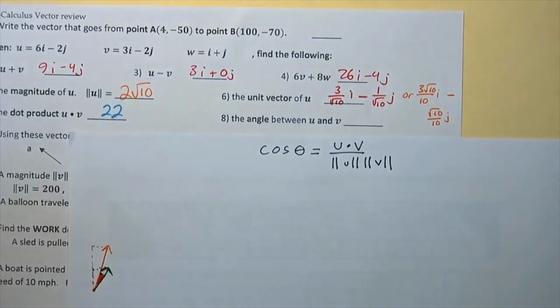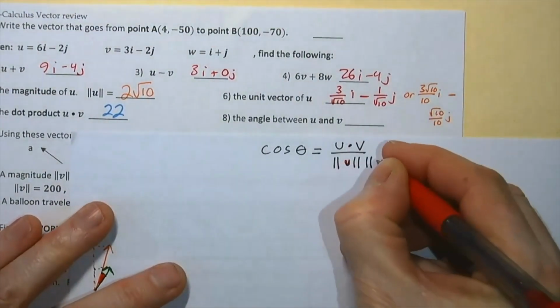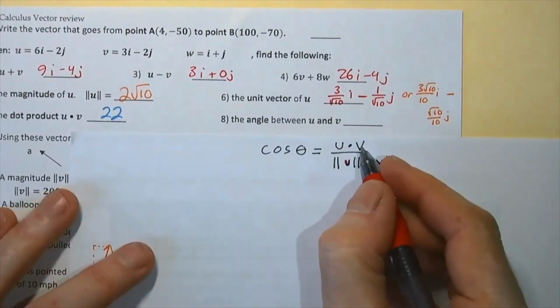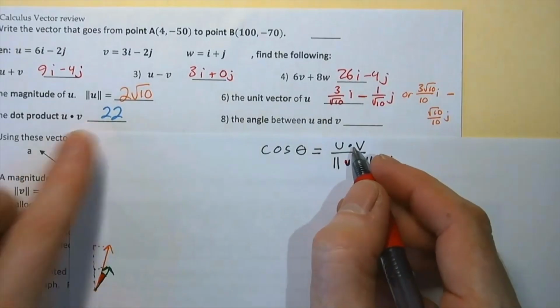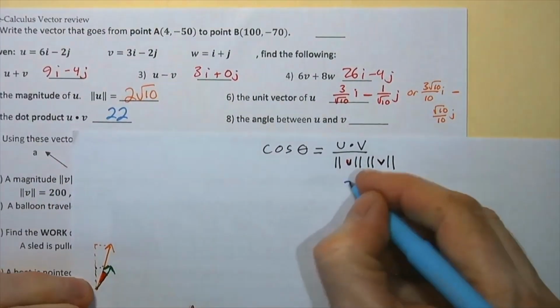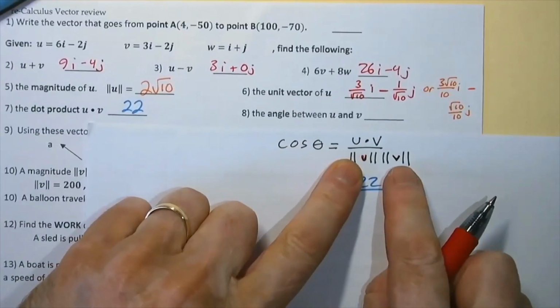I know letters U and V look kind of the same. It's kind of hard to see these in here, so I'll put them in red. There's a U. There's a V. Okay, so we have to do the dot product of U times V. Oh, we just did it, didn't we? 22. So we'll put that in there. So we got 22. And then we have to do the magnitude of U times the magnitude of V.